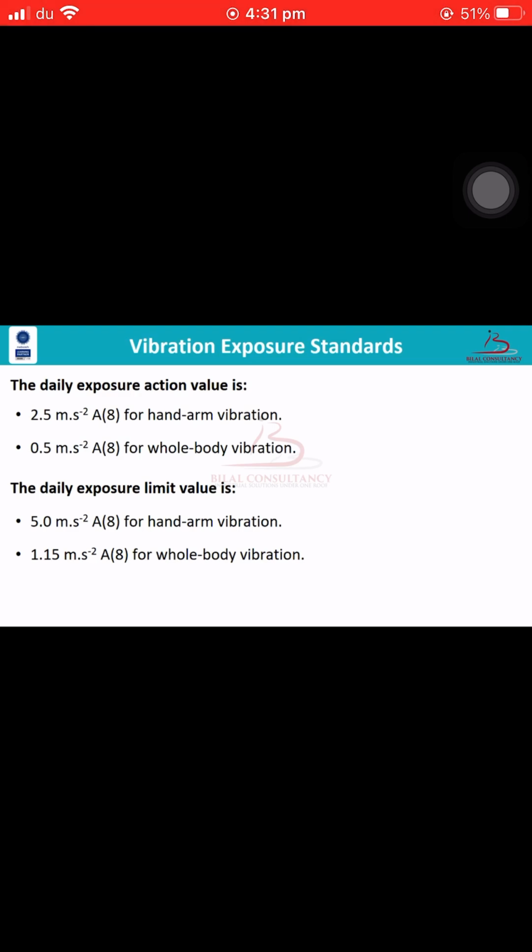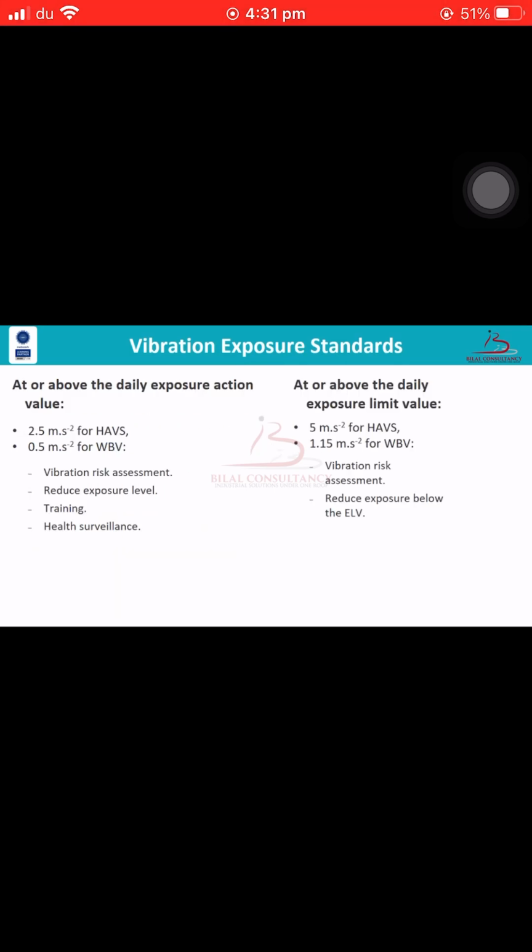Now we will discuss in detail both these values. The daily exposure action value is 2.5 m/s² A(8). That is the unit for vibration. So 2.5 m/s² for hand-arm vibration and 0.5 m/s² for whole body vibration. This is the 8 hour weighted average. The daily exposure limit value is 5.0 m/s² for hand-arm vibration and 1.15 m/s² for whole body vibration. Now we will discuss the control measures and actions we have to take if we detect these values for hand-arm vibration or whole body vibration.